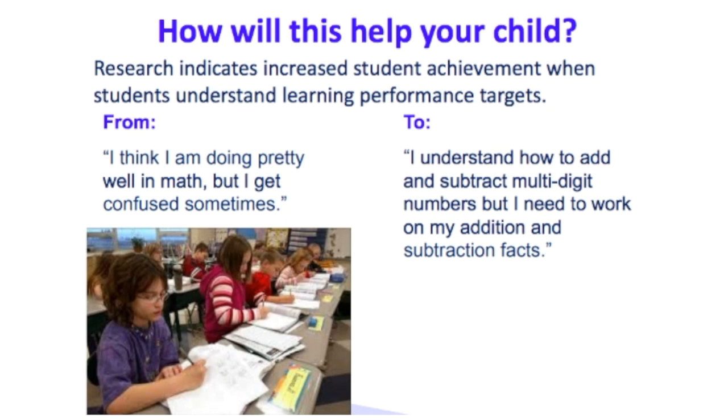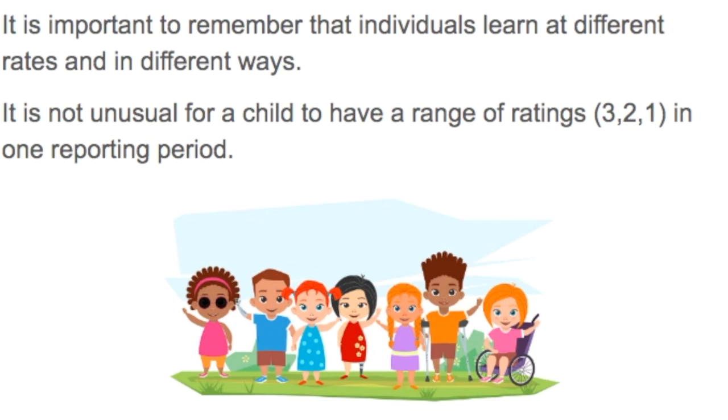Research indicates increased student achievement when students understand learning performance targets. So students would go from, "I think I'm doing pretty well at math, but I get confused sometimes," to, "I understand how to add and subtract multi-digit numbers, but I need to work on my addition and subtraction facts." It is important to remember that individuals learn at different rates and in different ways. It is not unusual for a child to have a range of ratings, 3s, 2s, and 1s, in one reporting period.